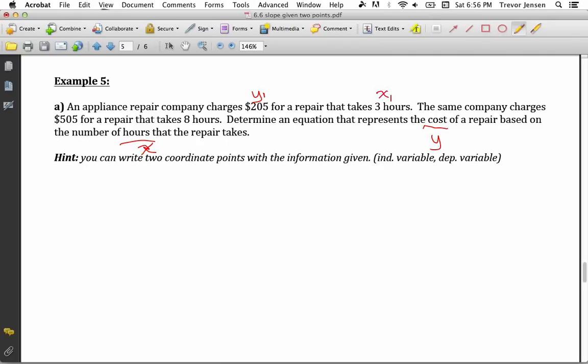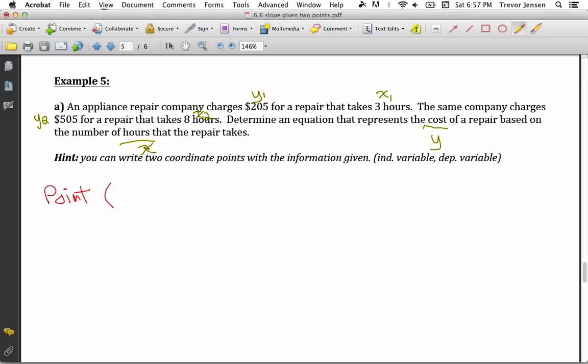Then it gives me another set of information for these variables. For a $505 repair, so there's my second y value, it takes 8 hours. Okay, so that's my second x value. So for an 8-hour repair, it costs $505. So I've got 2 points. Think of these as points. That's why I've labeled them with x1, y1, x2, y2.